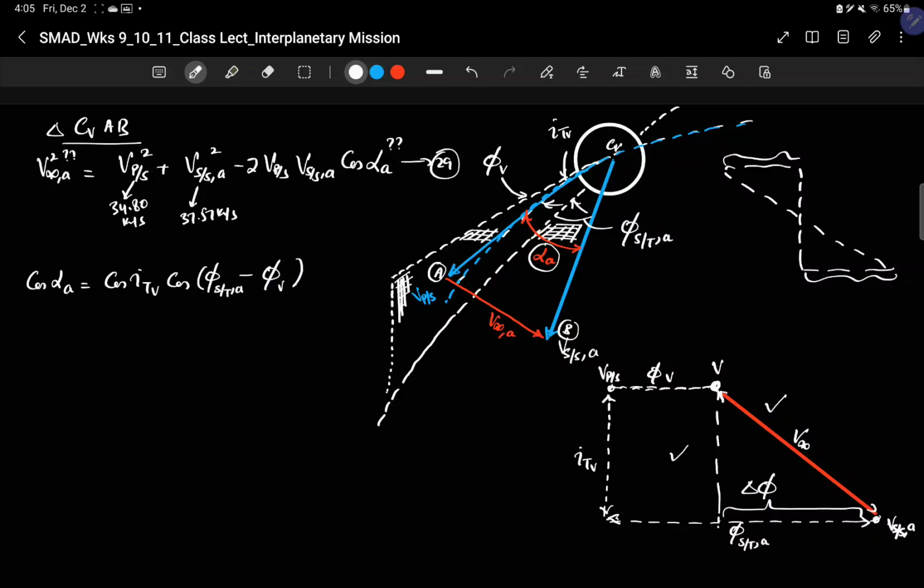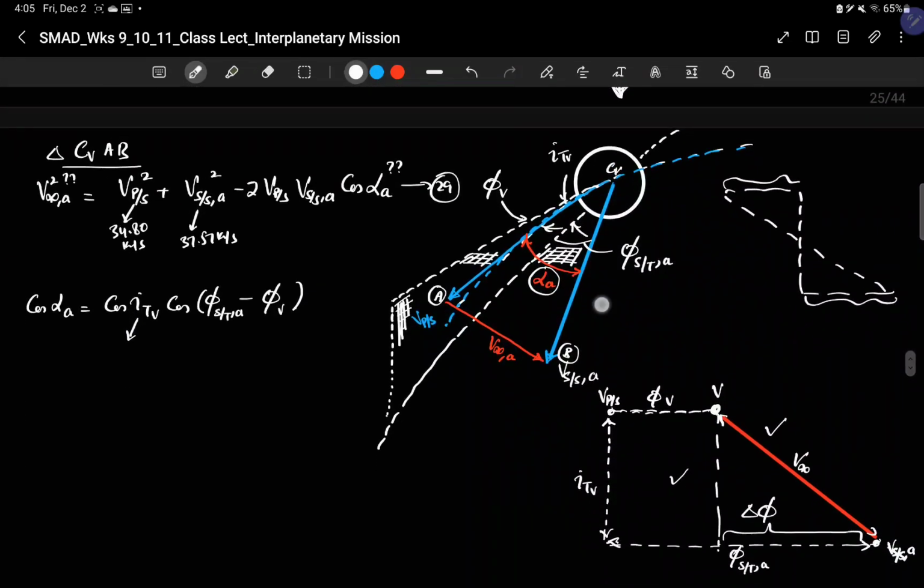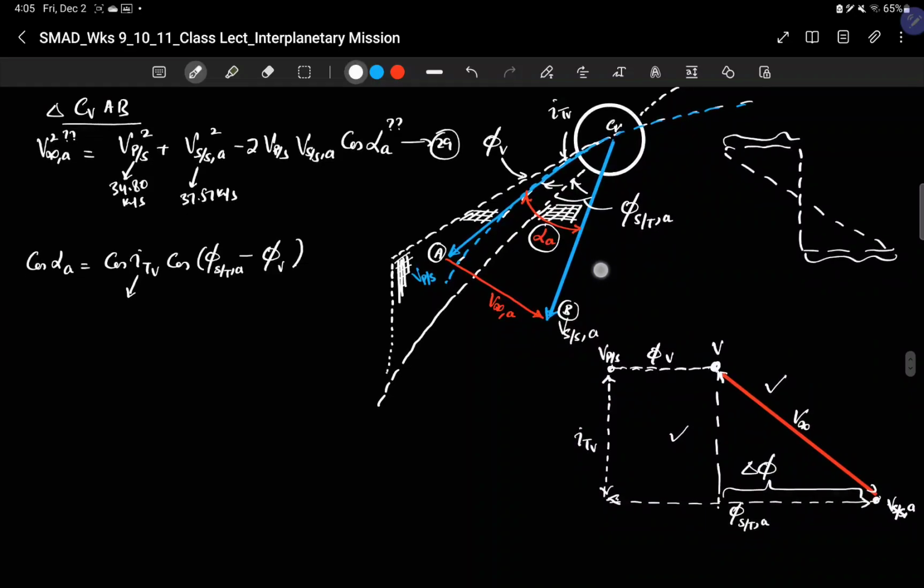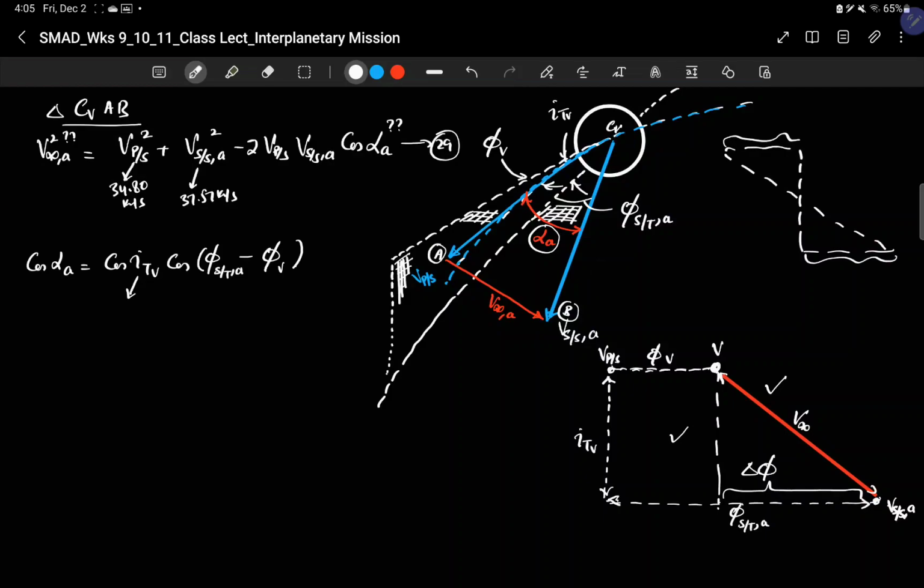Now we know these values. We know the value of ITV, which we calculated. We also know the value of phi STA, which is 3.9407, and we know the flight path angle of Venus, all calculated in the previous steps, 0.1280, and this was 4.455. So the alpha A would then come out to be about 5.509 degrees.